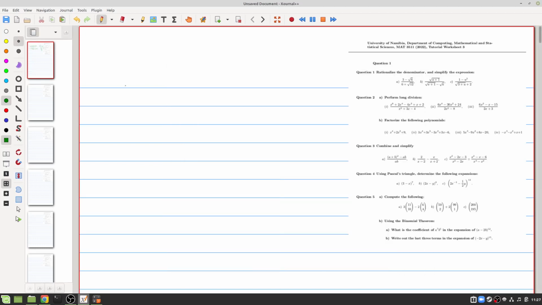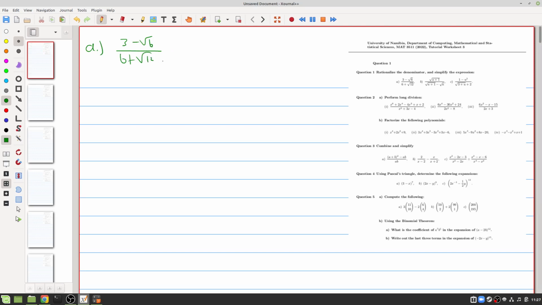Alright, so we're on to tutorial number 3. The first question here is rationalize the denominator. We've done lots of those already in the first two tutorials, so let's go through them. First question, we've got (3 minus square root of 6) divided by (6 plus the square root of 12).